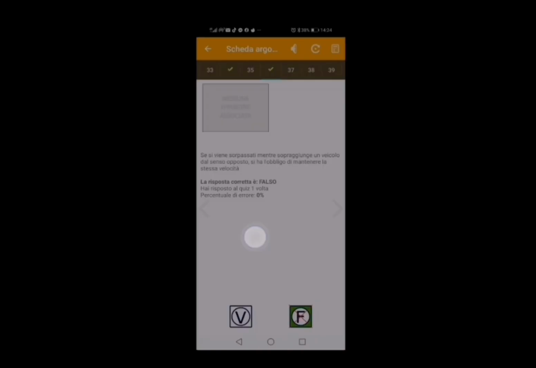Okay. This other one here is saying, se si viene sorpassati mentre sopraggiunge un veicolo da senso opposto. Now, somebody wants to overtake you and a vehicle is coming from the opposite side. Si ha obbligo di mantenere la stessa velocità. They said you have the obligation to maintain the same speed.